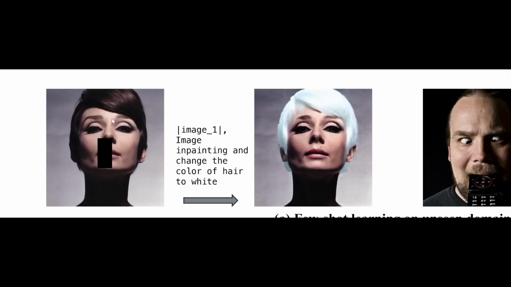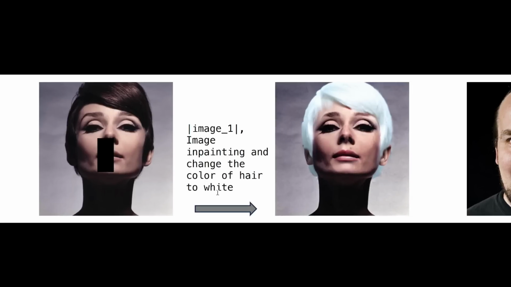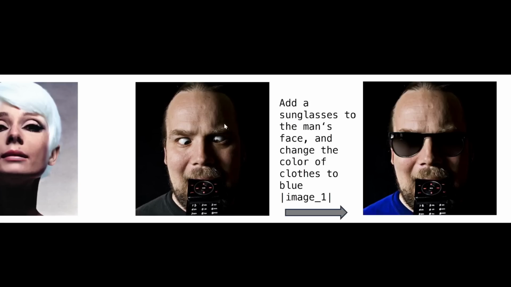So here, for example, here's the original input image. And then if you prompt it with inpainting, so basically fill in this part, which is black, plus change the color of the hair to white, it does both these steps in just one go. Here's another example. So here's the input: add sunglasses to the man's face, and change the color of the clothes to blue. And that's exactly what it did. It did both steps, adding the sunglasses and changing his shirt to blue, all in one step. Just think of the power and flexibility you can have with this tool.